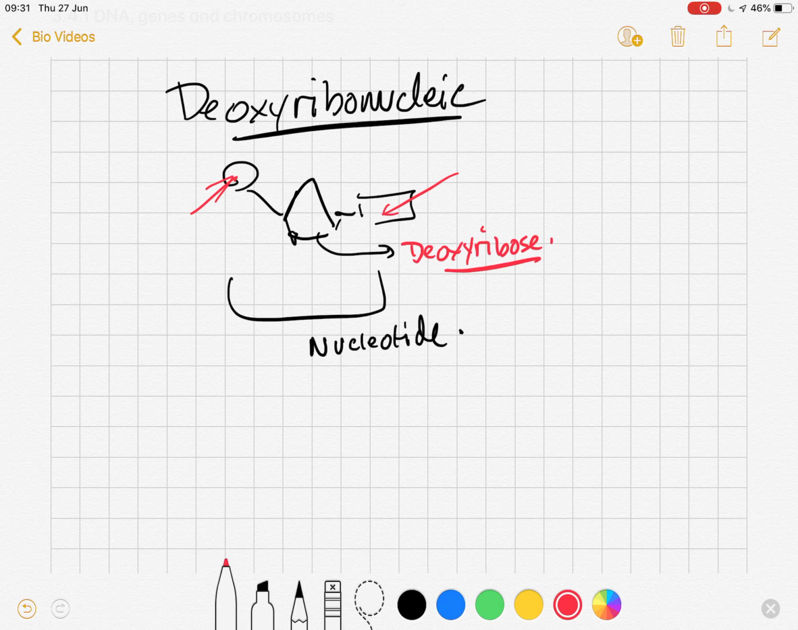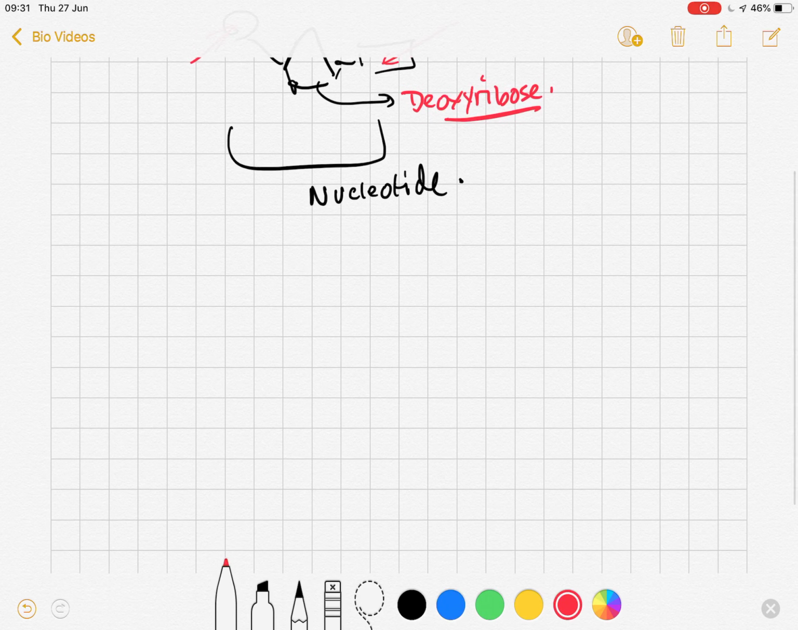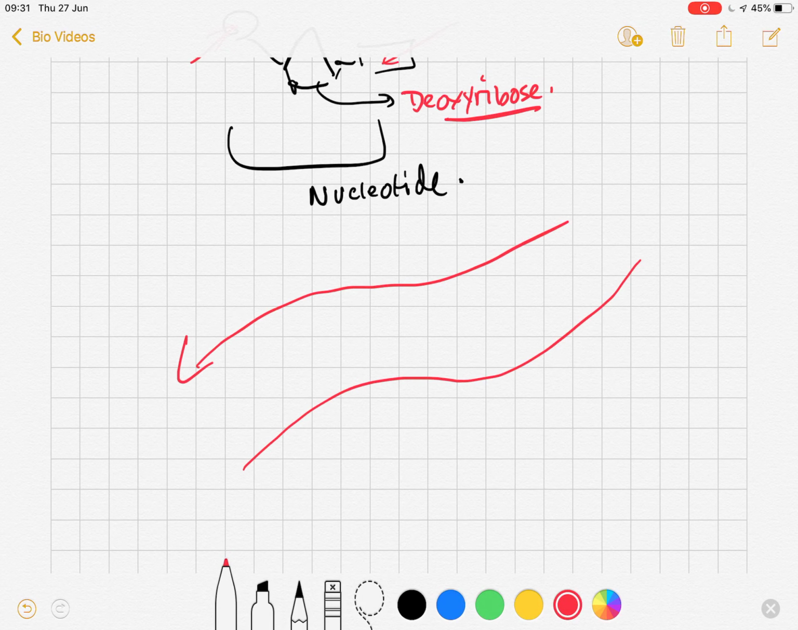Now, DNA is a double-stranded molecule. So we have two strands that are running in opposite directions. They're anti-parallel. And between the two strands, we have hydrogen bonds that bind in complementary base pairings between A and T bases and between C and G bases. So this pairing is going to become important in the genetic code later, as we see protein synthesis in our next video.